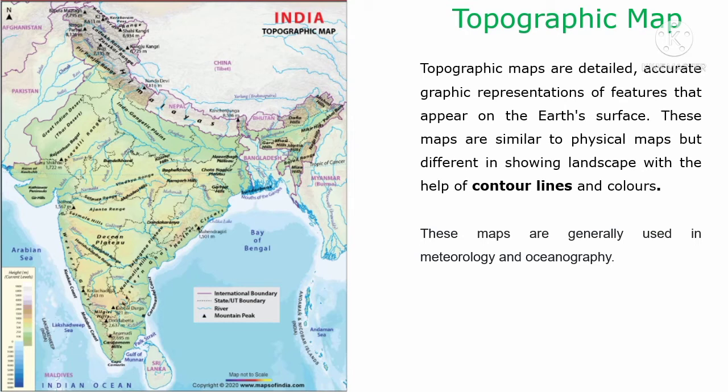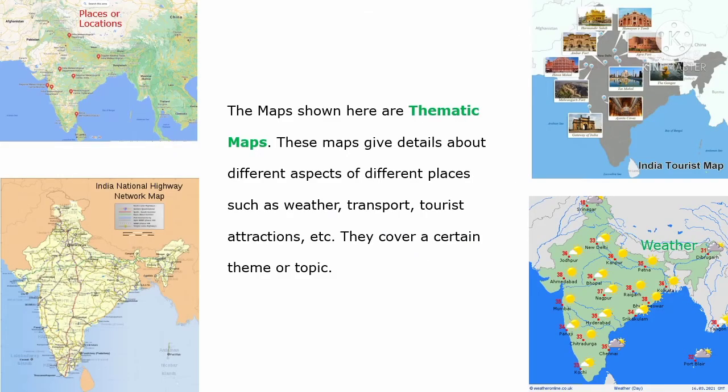Our next map what we are reading is thematic maps. Thematic in the sense which gives details about different aspects. So it is for a selected purpose. Here the selected properties of geographic features that are not visible to our naked eye can be seen. Those which can't be seen with our naked eyes are weather, transport, tourist and places of attraction, and they cover a certain theme or topic.